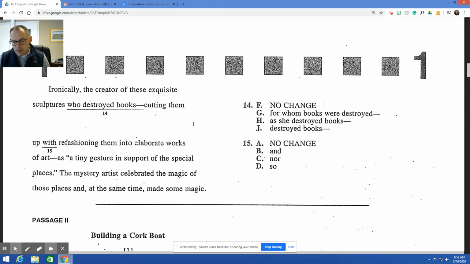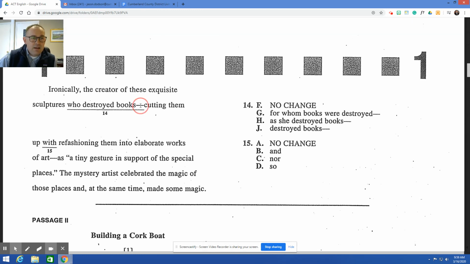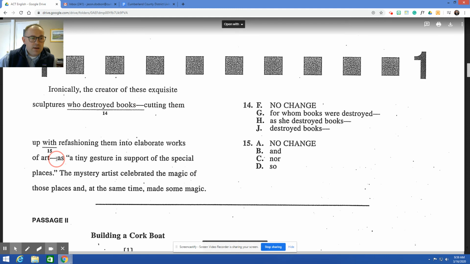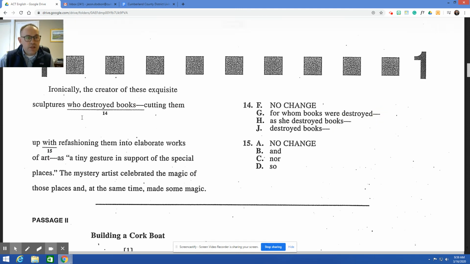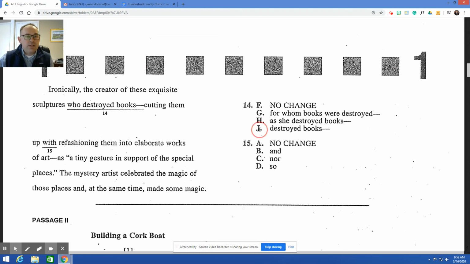Number 14. Ironically, the creator of these exquisite sculptures who destroyed books, cutting them up with refashioning them into elaborate works of art. Notice that aside, that phrase is marked off by dashes on both sides. So it's not a question about the dash here because it's in every choice. The problem is with using this relative pronoun who, because it creates a sentence error. So take that out and you've got J. Ironically, the creator of these exquisite sculptures destroyed books, cutting them up with refashioning them into elaborate works of art.